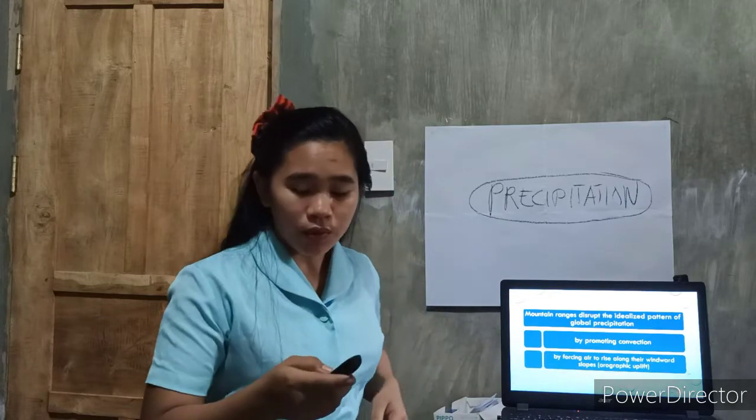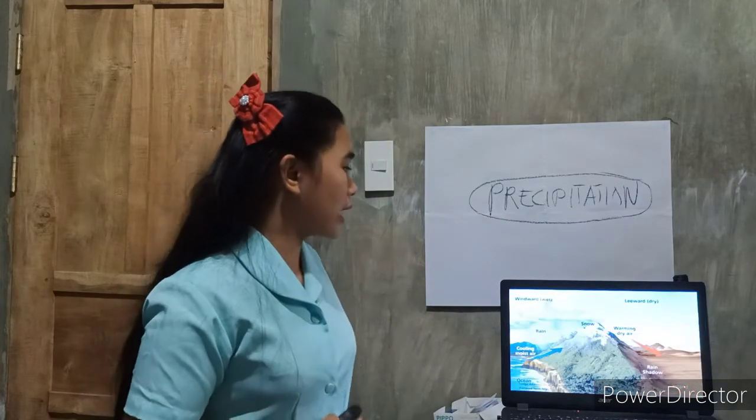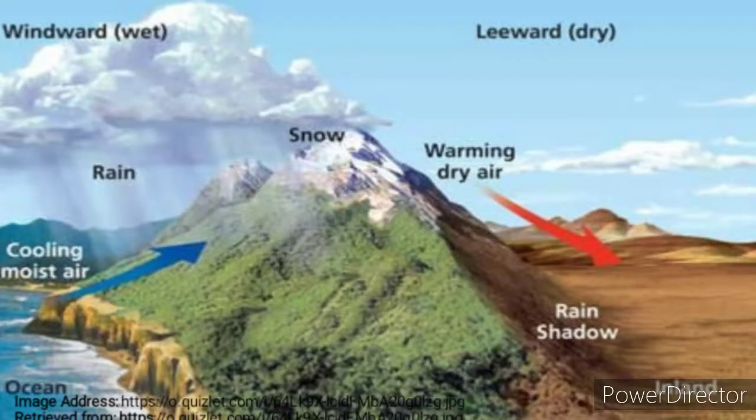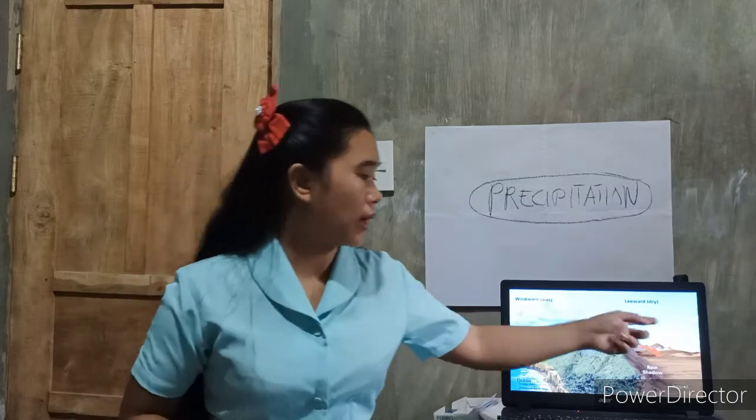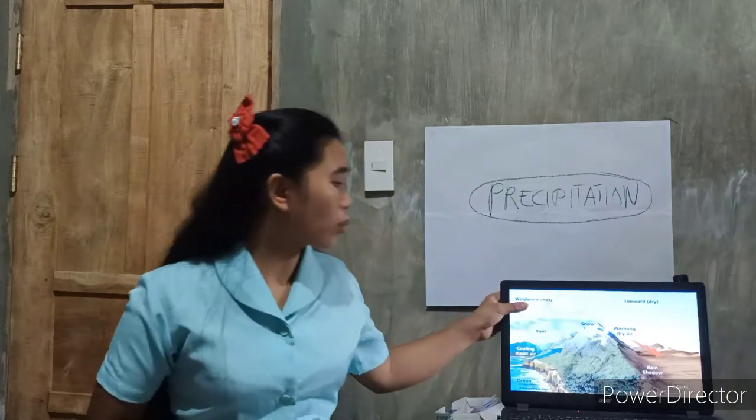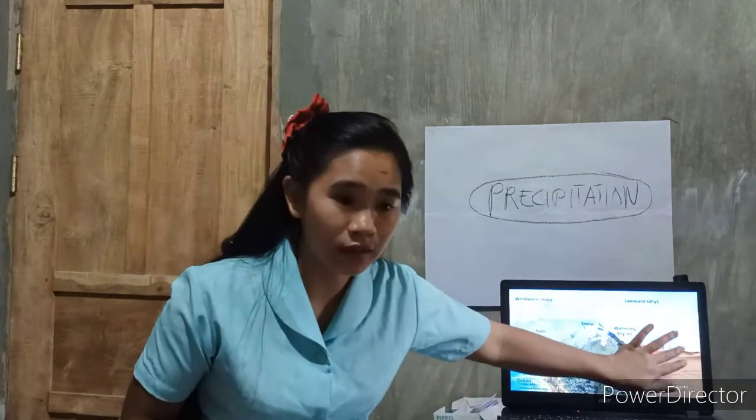So let us look at the windward and leeward side of mountains, and how it affects precipitation. Based on the image, I would like you to describe the windward side of mountains and the leeward side of mountains.